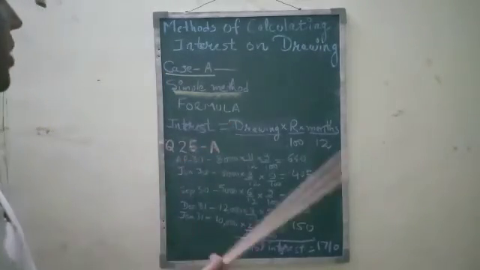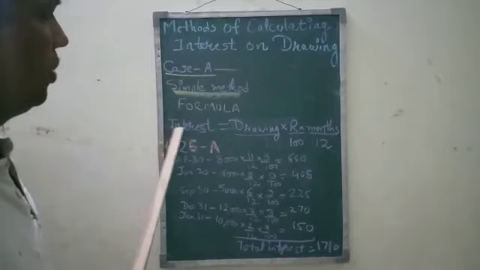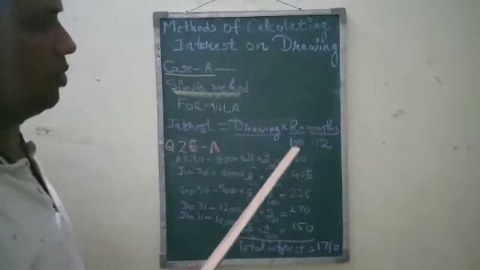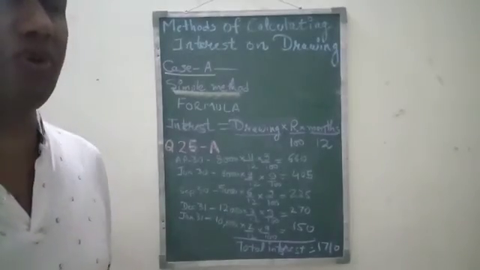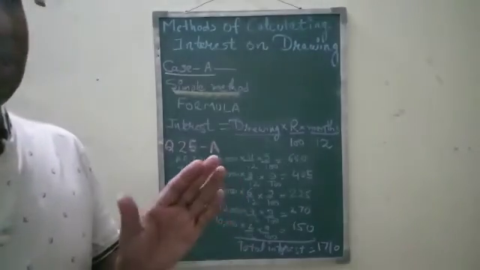In this, the first method is the simple method. The formula to calculate the interest is drawing into rate upon 100 into months upon 12. Months means the remaining months from 1st April to 31st March.